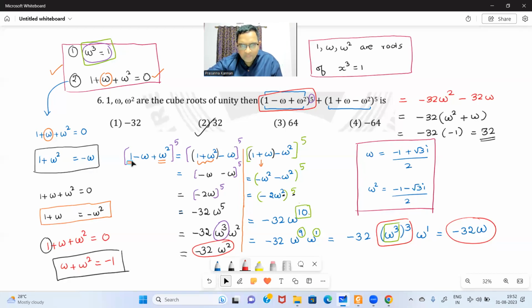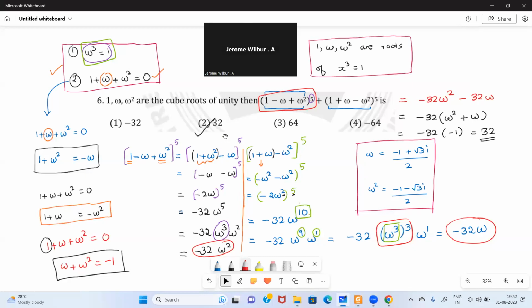Tell me, Jerome. I am combining 1 and omega square first. 1 plus omega square minus omega. I am writing it like that. Yes, sir. So instead of 1 plus omega square, we replace it by minus omega. So minus omega raised to 5. So it becomes minus 2 omega raised to 5. So minus 2 raised to 5 is minus 32 omega raised to 5.